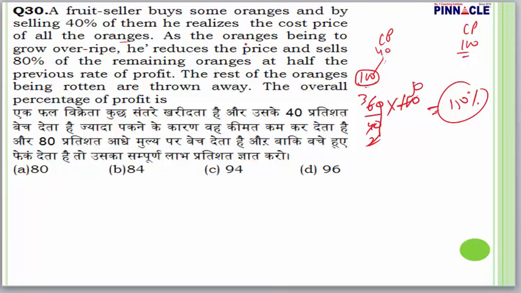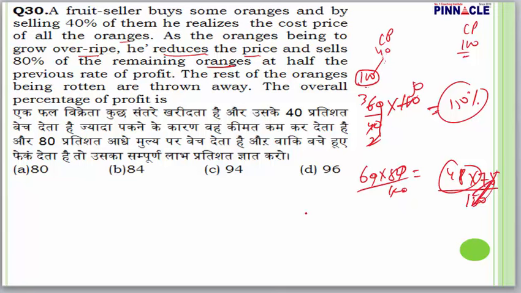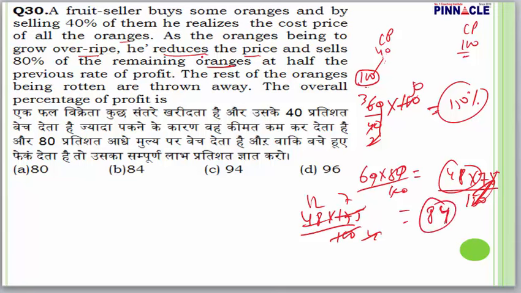What is next? As the oranges begin to grow overripe, he reduces the price and sells 80% of the remaining oranges. 80% of the remaining portion, which is 60, 80% of 60 would be equal to 48 rupees item. He is selling at half the previous rate of profit. Previous rate of profit was 150, now it would be half, that is 75%. So 75 by 100 would be the profit, or you can write in this format: 48 into 175 by 100, this would be the selling price, which is equal to 84 rupees. Now what is the question?